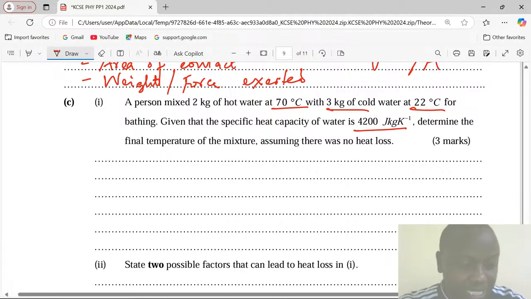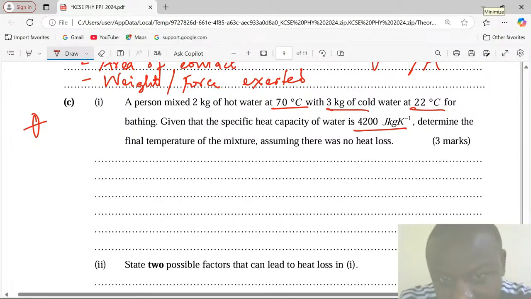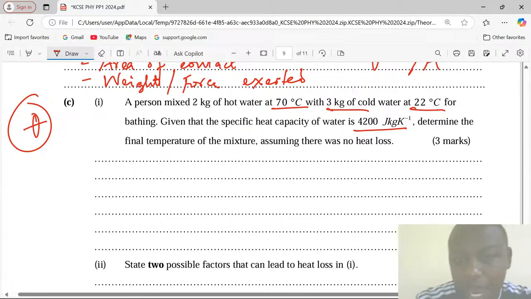moving from where it is highly concentrated to where it is lowly concentrated without being lost to the surrounding. So can we assume that the final temperature is theta? Let's assume the final temperature is theta. Therefore, the hot water is changing temperature from 70 to theta. The cold water is raising in temperature from 22 to theta. Therefore, from 70 downwards, from 22 upwards, they meet at the value unknown here.